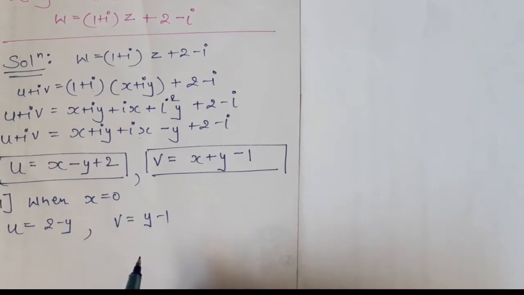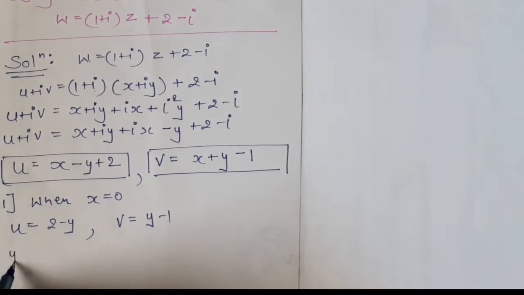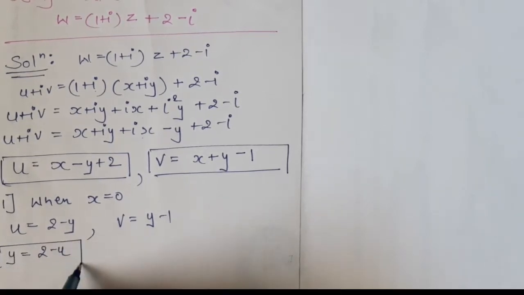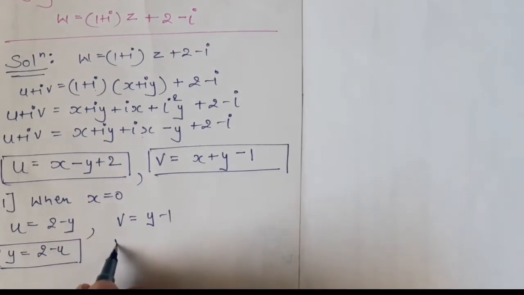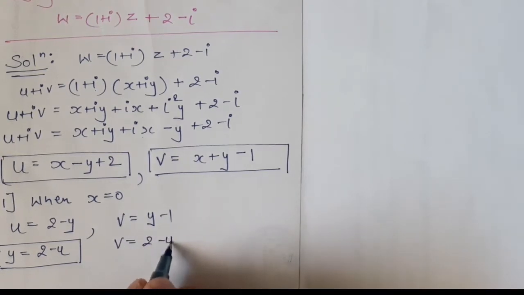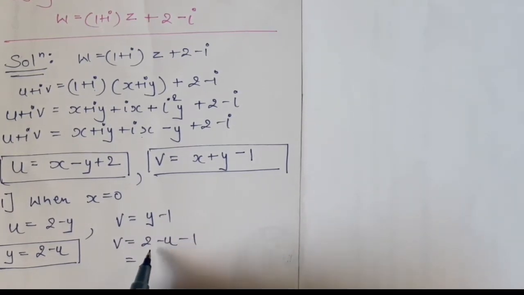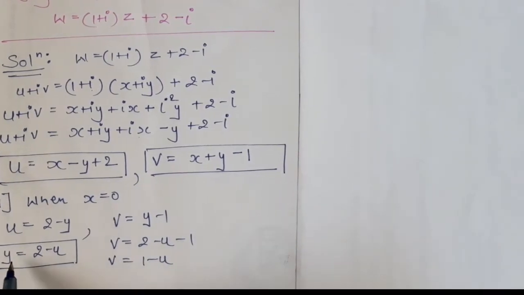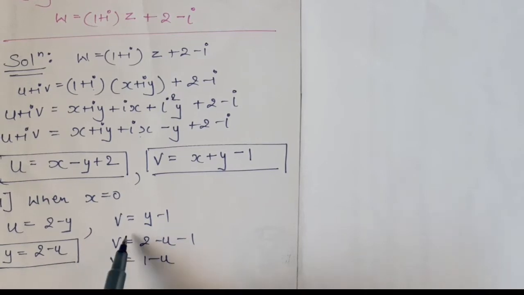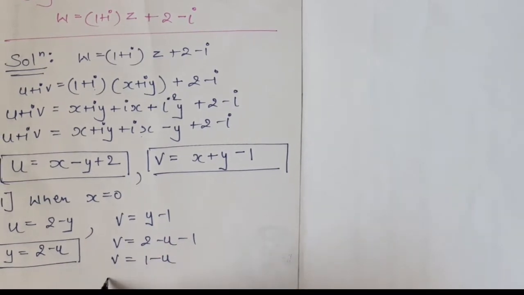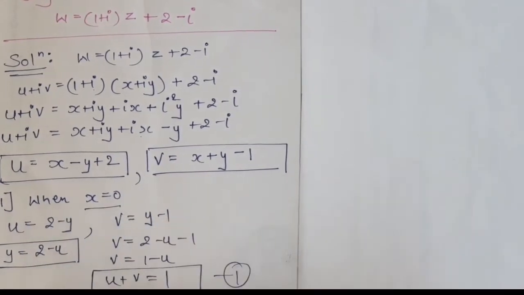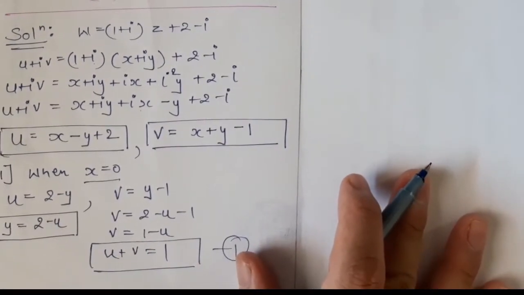So now substitute y is equal to 2 minus u in the equation of v. So v equals 2 minus u minus 1. So it will be 1 minus u. Okay, so v equals 1 minus u. We had substituted this y equals 2 minus u in this equation and we had obtained this equation. So u plus v will be equal to 1. So this is the first equation we obtain when x is equal to 0.